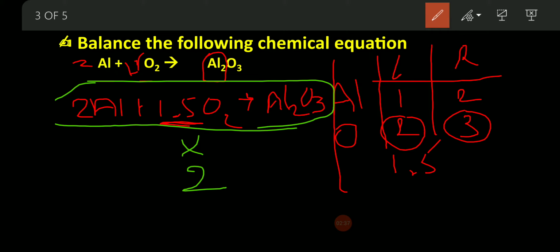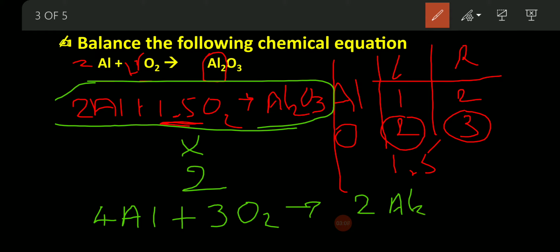After multiplying by 2, what will be the chemical equation? Let's write: 2 aluminiums are there, so we'll write 2 times 2, which is 4 aluminium, plus 1.5 times 2, so it will be 3 O2, and then it will give us Al2O3. It will also be multiplied, so Al2O3 times 2, so 2 Al2O3. Now this is our balanced chemical equation. Clear? Okay, let's see another example.